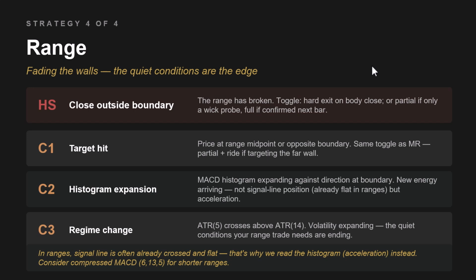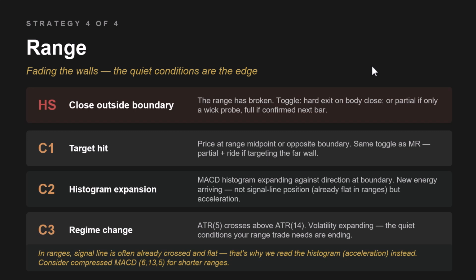So C2 and C3: one is to do with momentum, the other is to do with volatility. If either is the case, then that would suggest that there's a potential for a break outside the range. If both are the case, then it's fairly reasonable to assume that it's going to give it a solid go and it may be prudent to take some or all off.